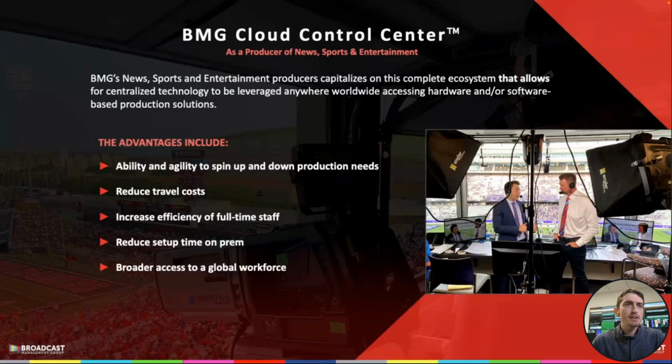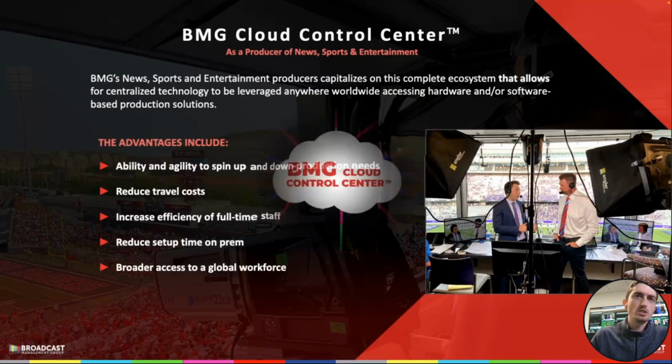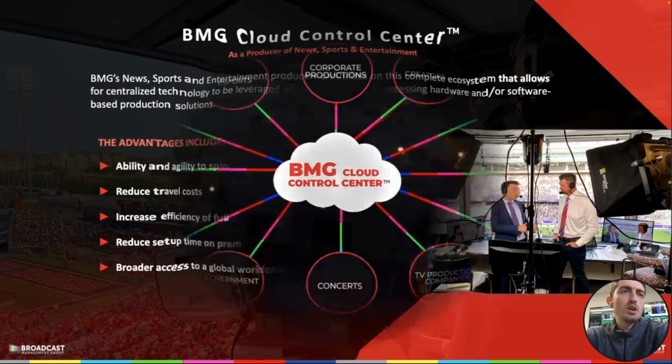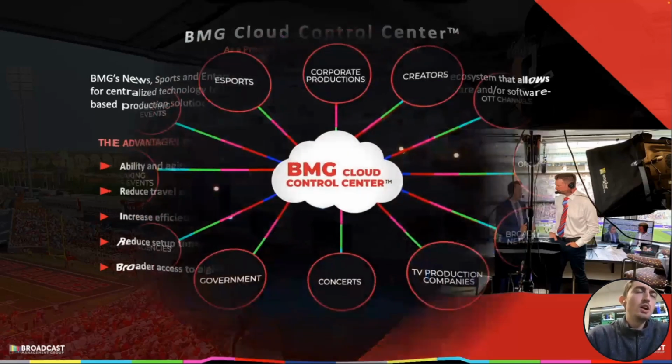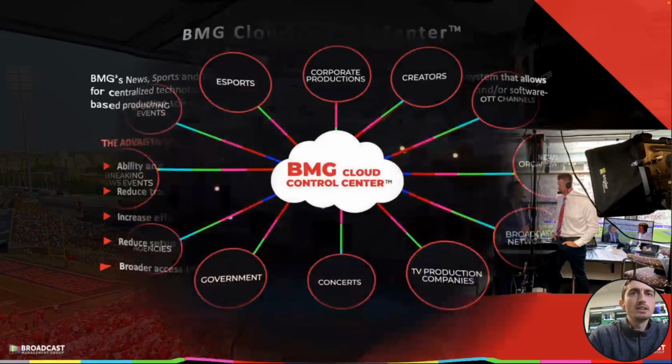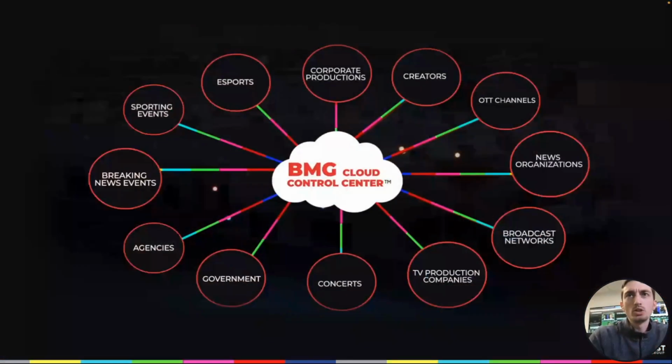It reduces, like I said, travel costs. And then again, you're able to spin up and down productions as needed. What are some areas that you can do OTT and REMI productions? As I mentioned, OTT channels is one that's really over the last 6 to 10 years seems to be exploding. And how does REMI help with that?